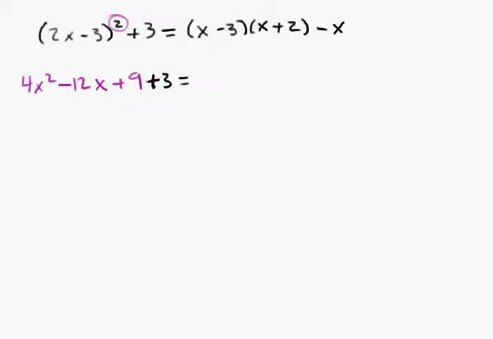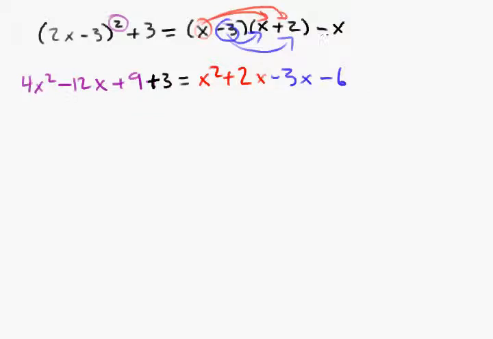And this is going to be equal to this product here. We're going to distribute here: x times x, that's x squared, x times 2 is plus 2x. Then we'll do the negative 3, minus 3x, minus 6, and the minus x hangs out. Okay, now let's do some combining.